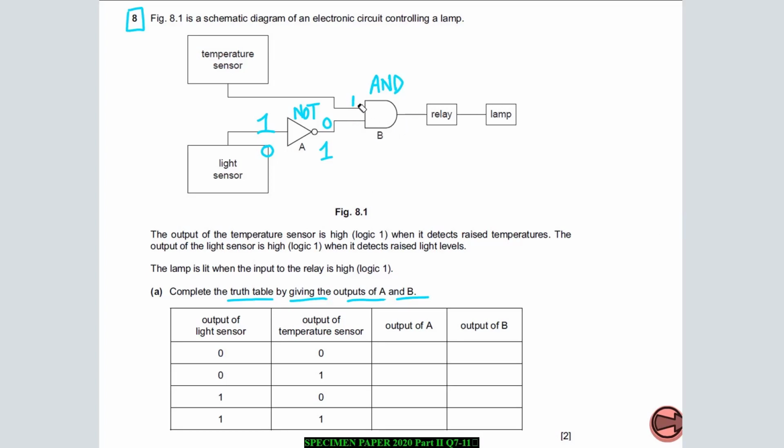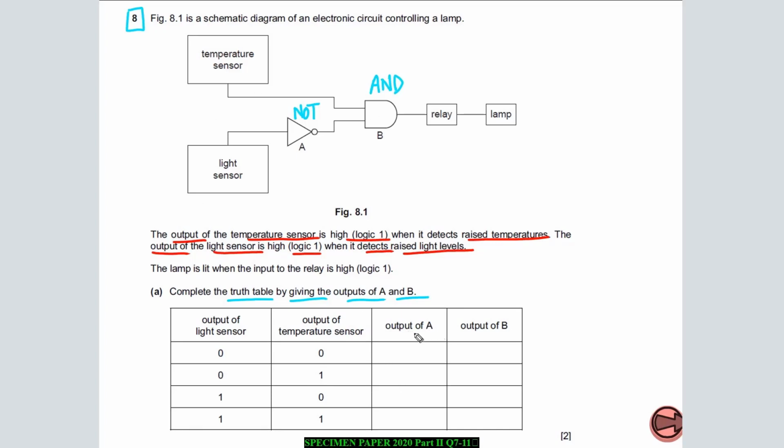Now let's move on to the next one. What is given in the question? That is very important. We have to be very clear. Many students will miss this point and get confused about what's going on, even if they understand the NOT gate and AND gate. It is given that the output of the temperature sensor is logic 1 when there is a high temperature, a rise in temperature, and the output of the light sensor is 1 when it detects raised light levels. Output is 1.